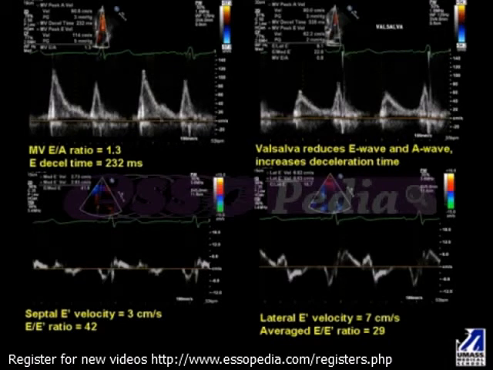To the right, you see that Valsalva was performed correctly, and there was a significant reduction in the E wave velocity and the A wave increase along with deceleration time. Down below, you'll see that the septal E prime velocity equals 3 centimeters per second, which is significantly abnormal, and the E/e' ratio is astronomically high at 42. Off to the right, the lateral E prime velocity is just 7 centimeters per second, and the average E to E prime ratio equals 29.